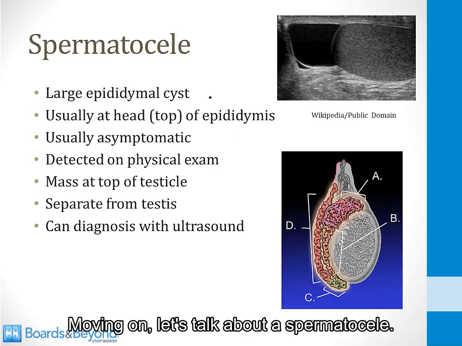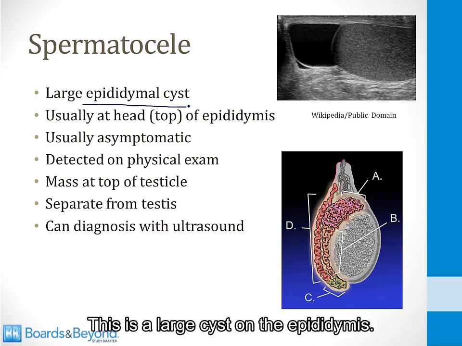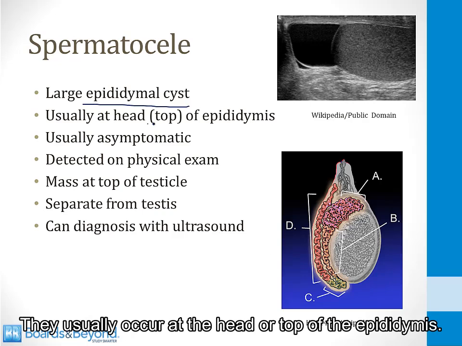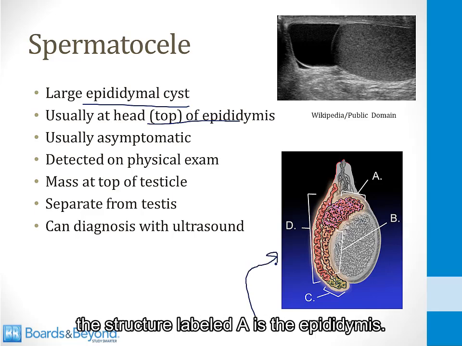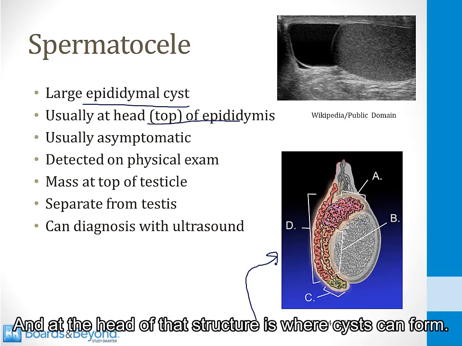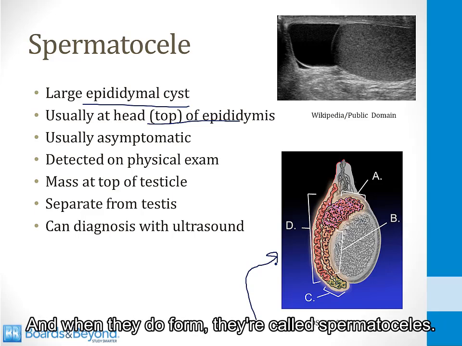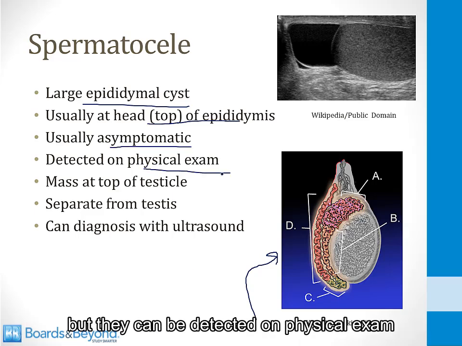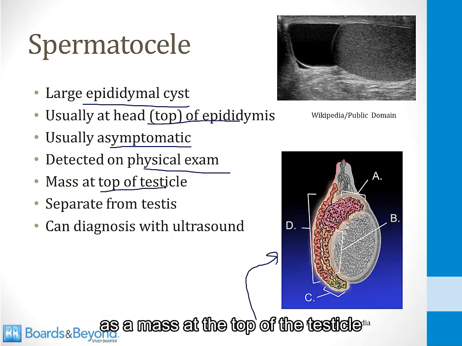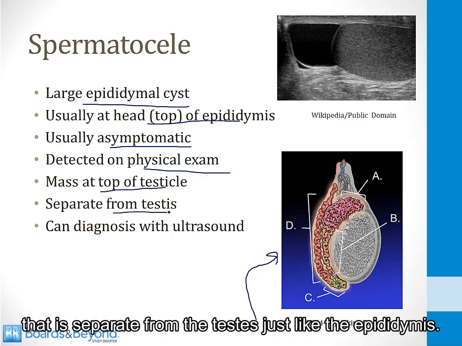Moving on, let's talk about a spermatocele. This is a large cyst on the epididymis. They usually occur at the head or top of the epididymis. If you look at this picture on the bottom right side of the screen here, the structure labeled A is the epididymis, and at the head of that structure is where cysts can form, and when they do form, they're called spermatoceles. These are usually asymptomatic, but they can be detected on physical exam as a mass at the top of the testicle that is separate from the testes, just like the epididymis.